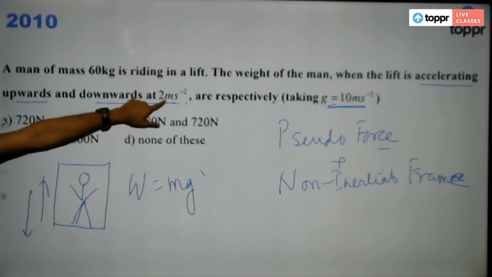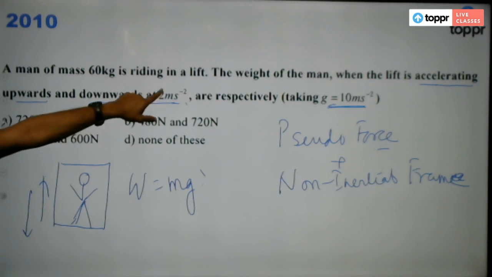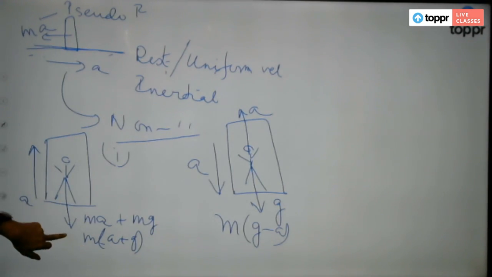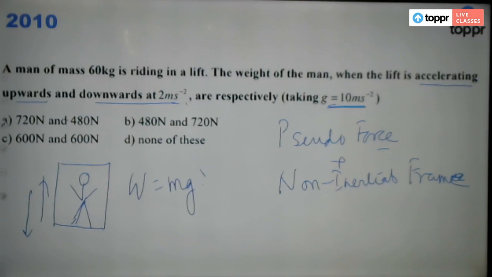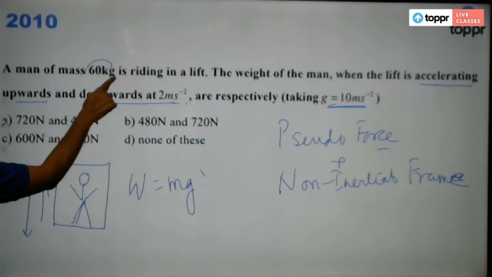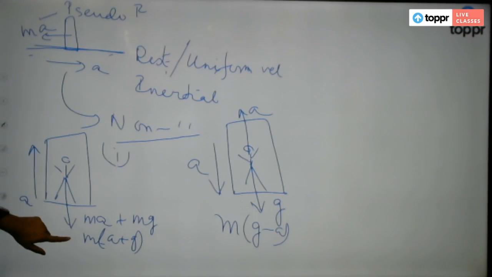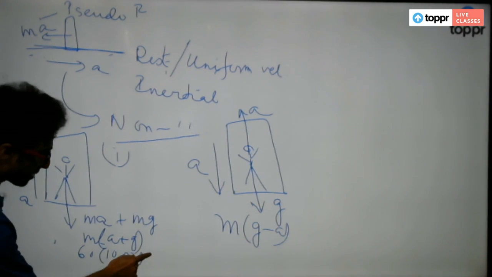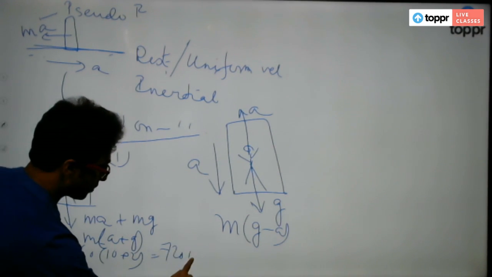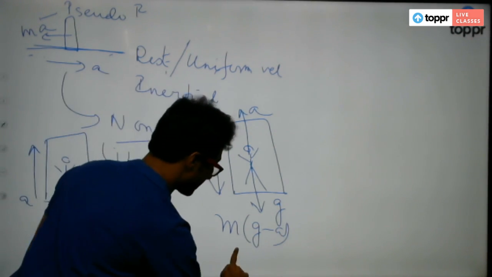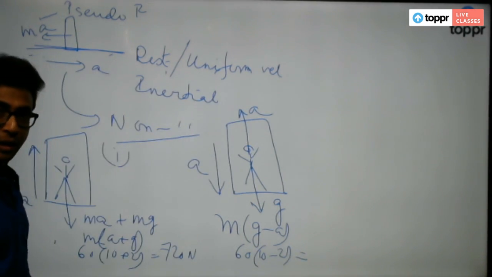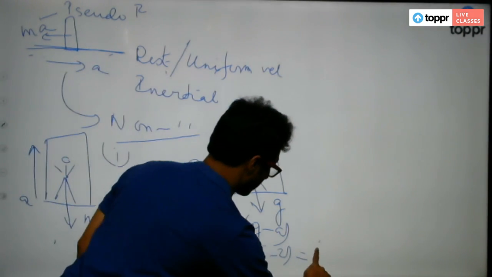Here the acceleration downwards and upwards is 2 meters per second squared, and g equals 10 meters per second squared. So coming back to our solution, what is the weight? The mass is 60 kg. So 60 into (10 plus 2), that is 12 into 60, it is how much? It is 720 Newton, and this will be 60 into (10 minus 2), that is 8 into 60, which is nothing but 480 Newton.